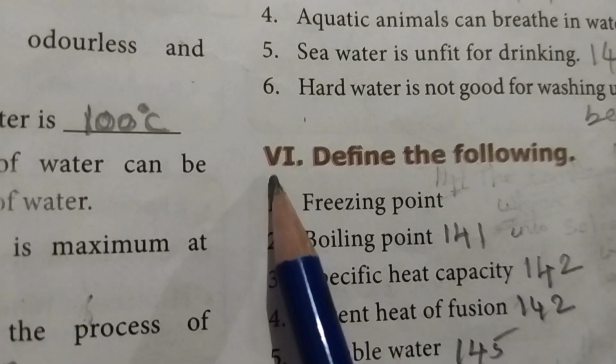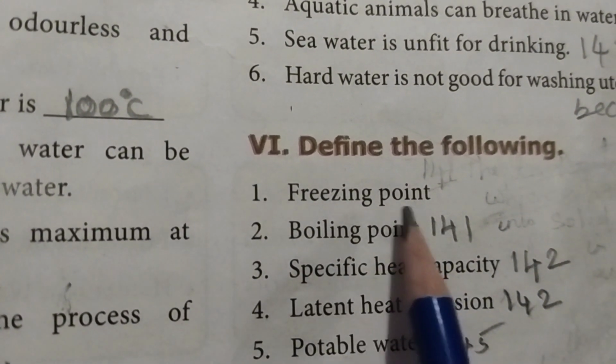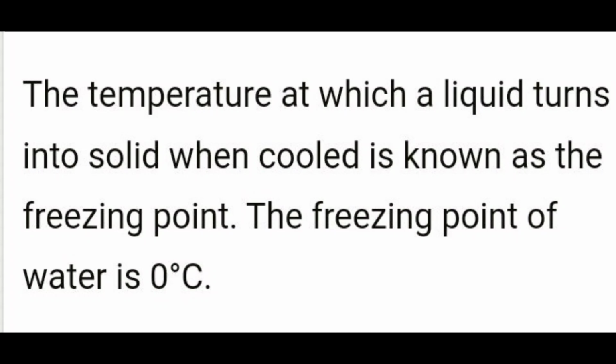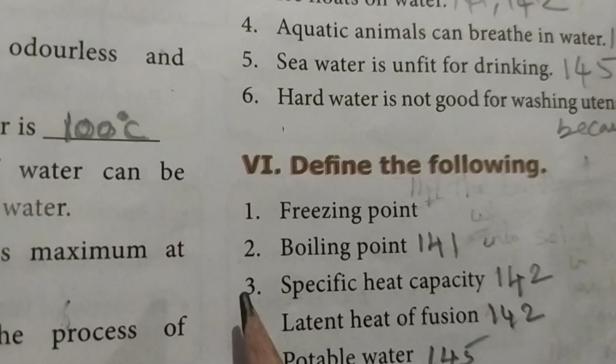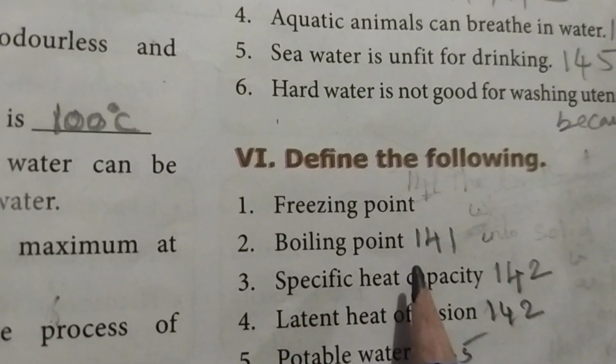Next sixth Roman letter, define the following. First one, freezing point. Answer, the temperature at which a liquid turns into solid when cooled is known as the freezing point. The freezing point of water is 0 degrees Celsius. Second question, boiling point, page number 141.